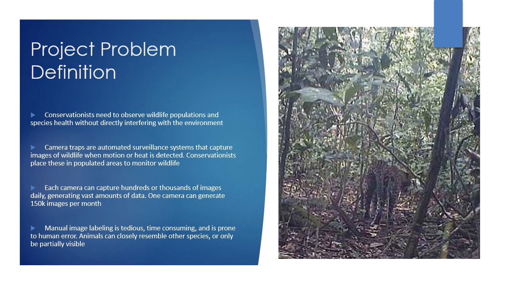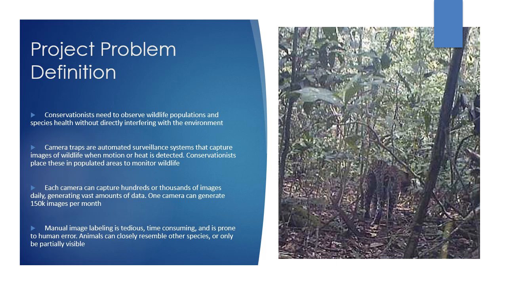This project came around because there's a huge issue going on with wildlife conservation efforts. Conservationists need to observe the wildlife populations without interfering with them because animals are very sensitive. They have better senses than us, so they can detect when people are around, so they need to observe them from a distance without interfering with the environment. Camera traps are surveillance systems. They capture images of wildlife and pretty much take a picture every time motion or heat is detected. These are placed in populated areas to monitor the wildlife.